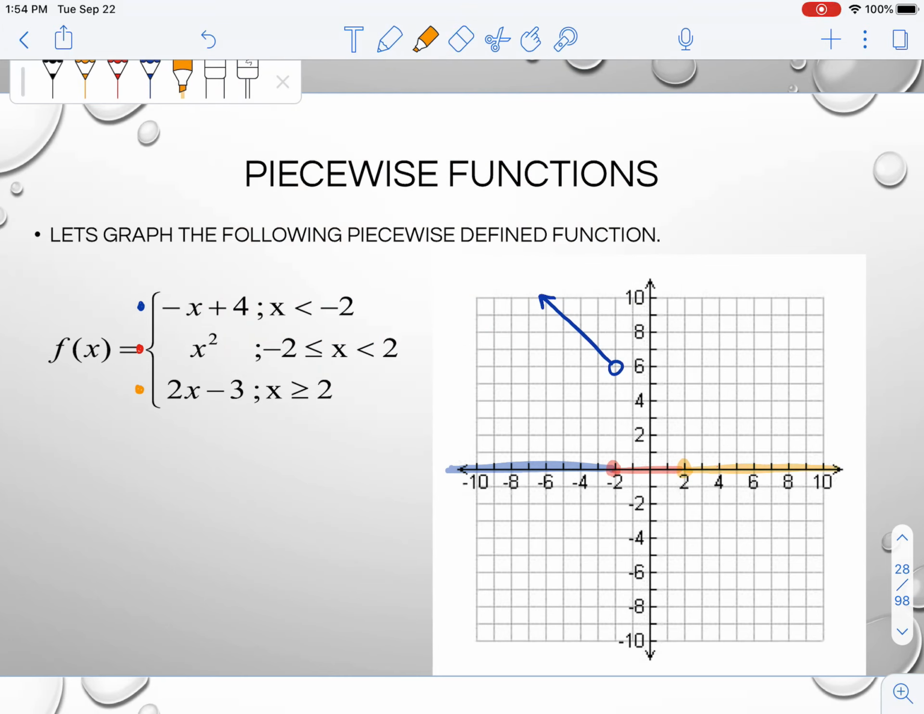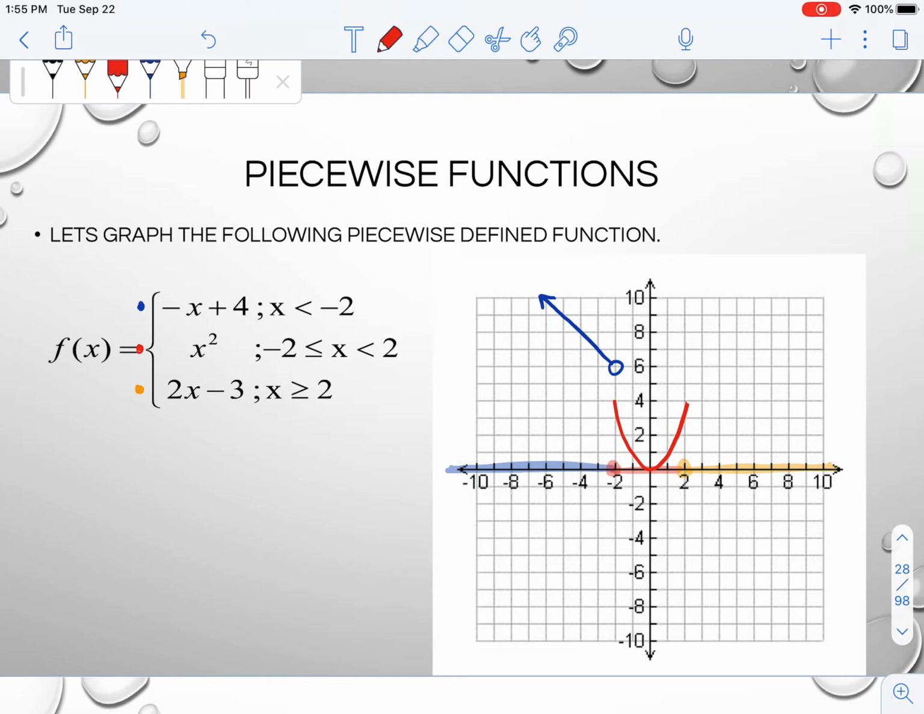For my middle interval, -2 to 2, I'm going to have the function x squared. So I'm going to have something that looks like this. Again, I can go back and take a look at the values that are outside of my range. Anything that was less than -2 I can get rid of here, and anything greater than x equals 2 I can get rid of on the right.